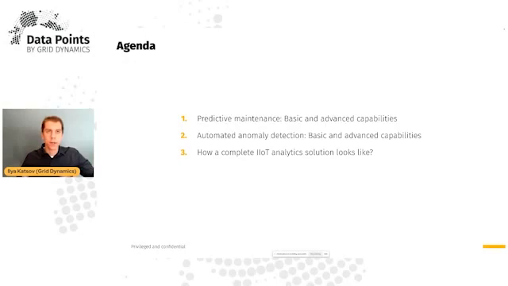And finally, I will spend some time talking about how a complete industrial IoT analytics solution can look like, including how predictive maintenance components, anomaly detection components and visual quality control components come together in one architecture, and what the best practices are in building these types of solutions in manufacturing and transportation companies.